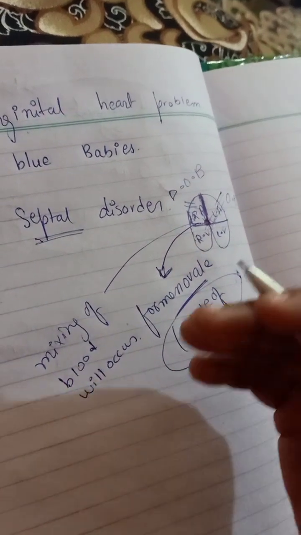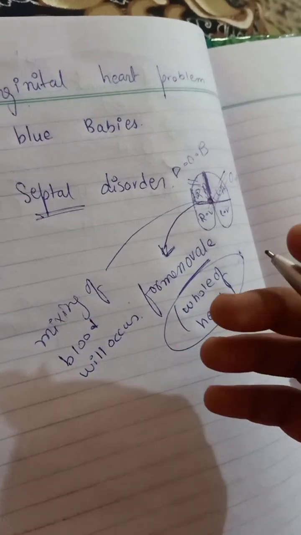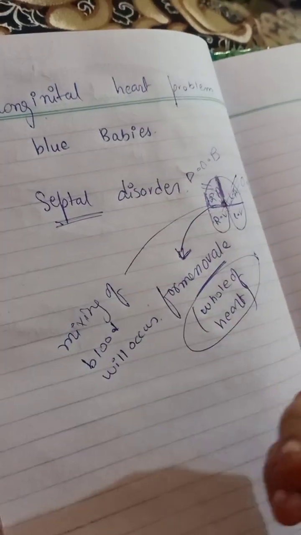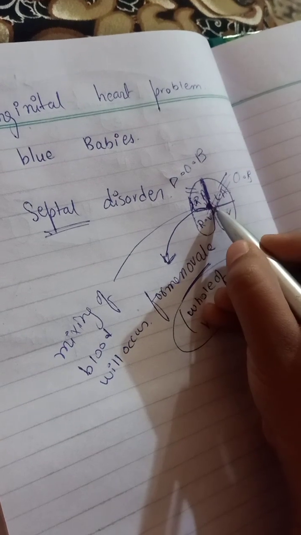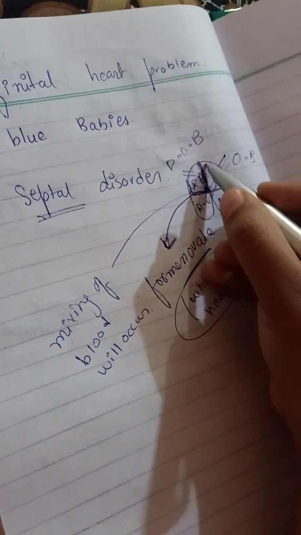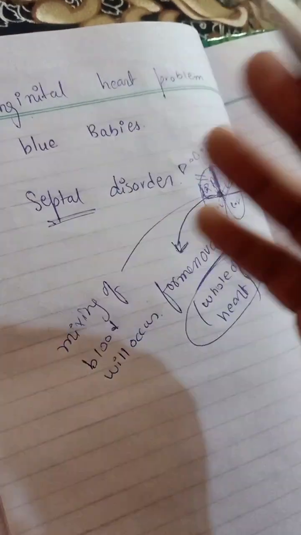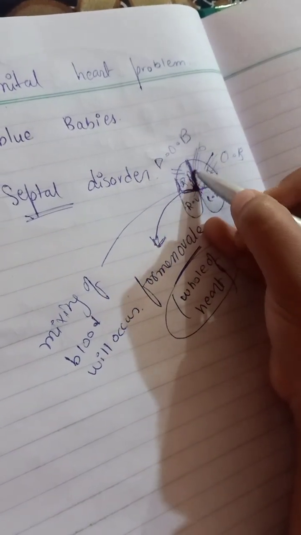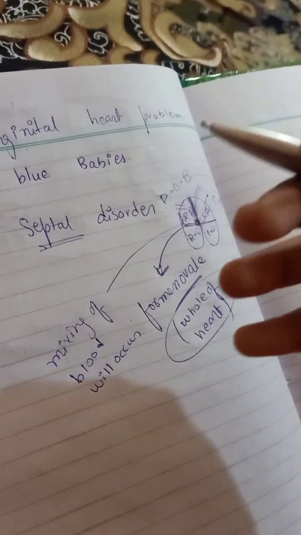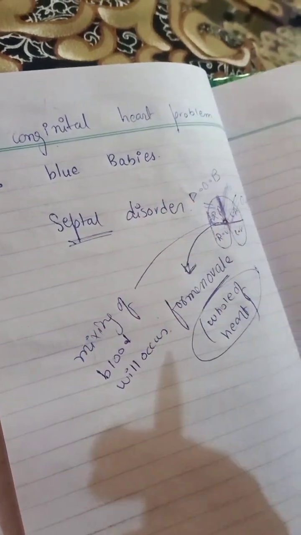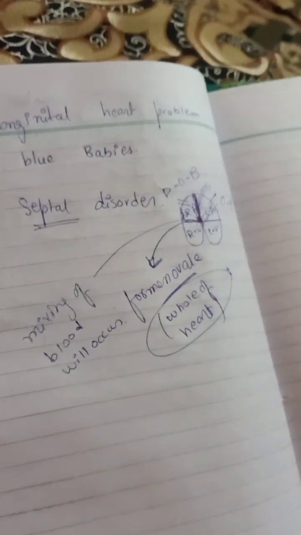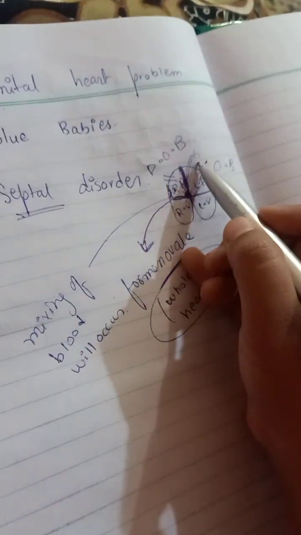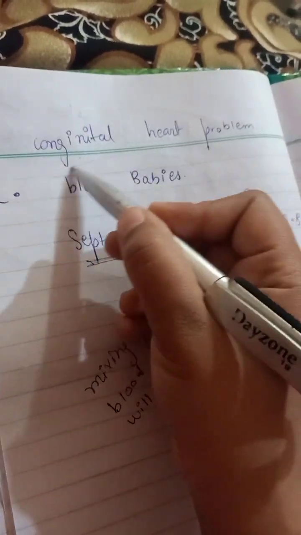As you all know, the aorta has many branches. The mixed blood will move toward the aorta from the left ventricle, which supplies blood to the whole body. Since the oxygenated and deoxygenated blood are mixed, this blood is provided all over the body. Because of that blood, the body becomes a little bit bluish, not that much, but it happens sometimes. That's why we call them blue babies.